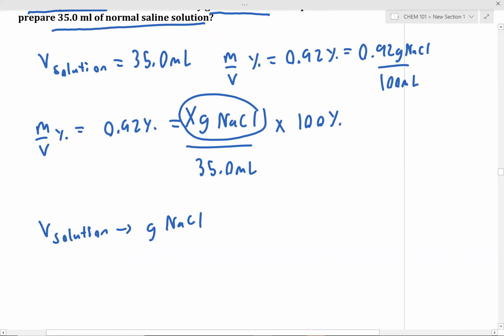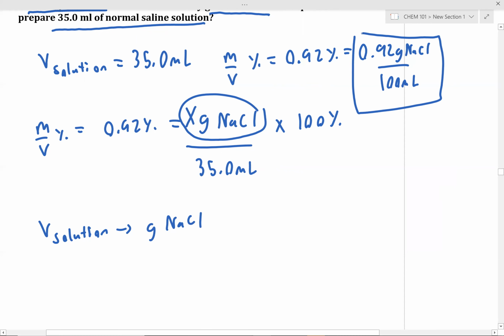What conversion factor are we going to use to go from the volume of solution to the grams of sodium chloride? What conversion factor allows us to go from the volume of solution to the gram of solute? Density allows us to go from the mass of a substance to the volume of a substance, but what conversion factor do we have that's written right now that's of the form grams of sodium chloride per milliliters of solution? Yes, and what do we call that conversion factor? Yep, the mass volume percent.